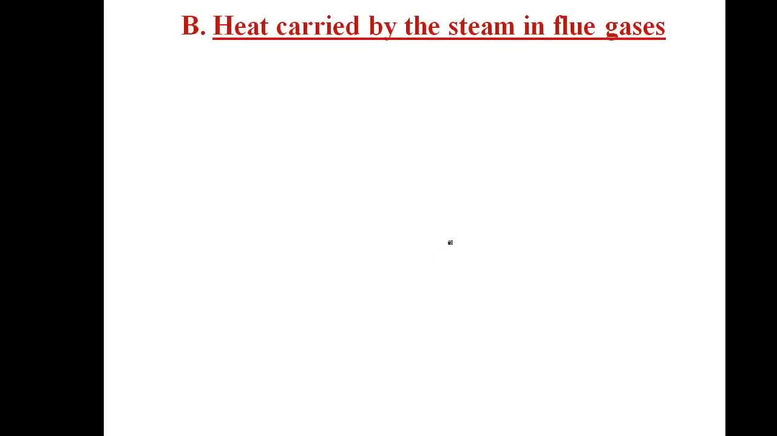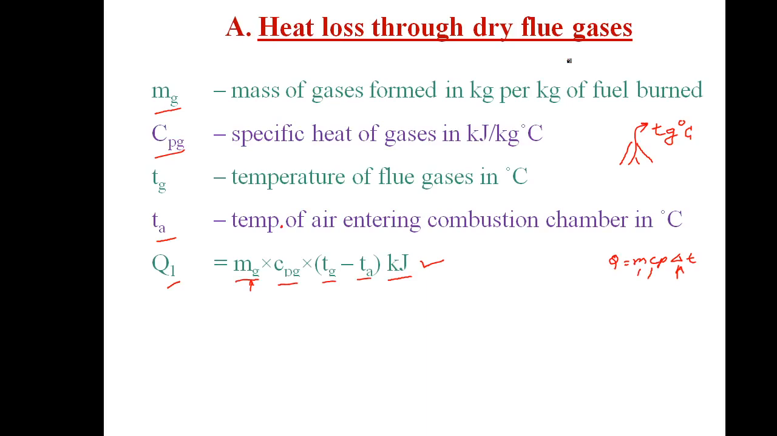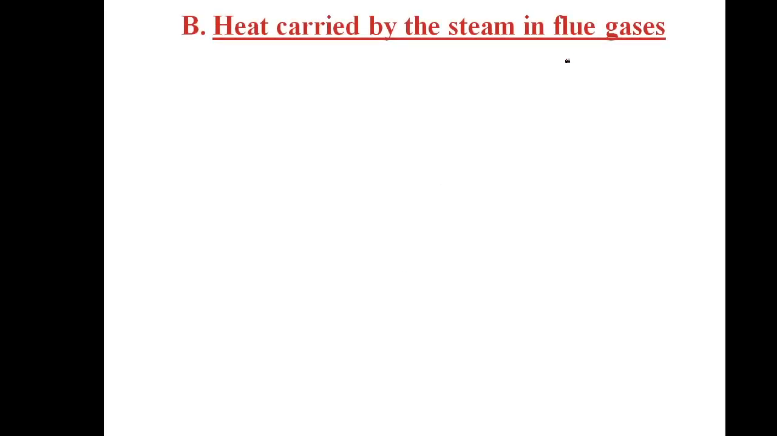So coming to heat carried by steam in flue gases. Heat is also carried by steam in the flue gases. So heat carried by flue gases accounts for two things: heat carried by dry flue gases as well as heat carried by steam in the flue gases. Part A we studied. Then part B is the amount of heat carried by steam, which is formed by combustion of hydrogen and evaporation of moisture present in the fuel. So this is how we calculate heat carried by steam in the flue gases.